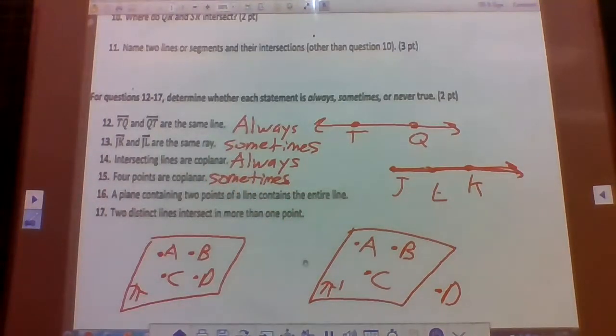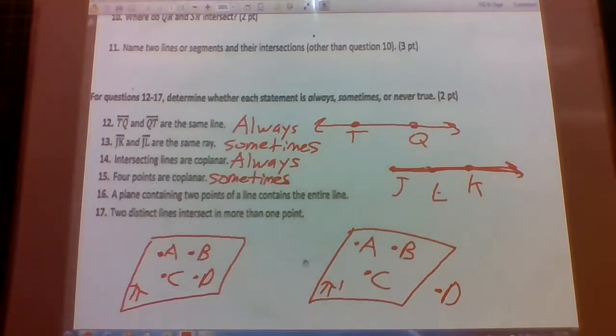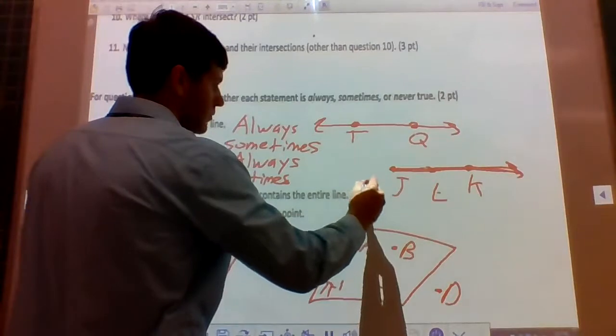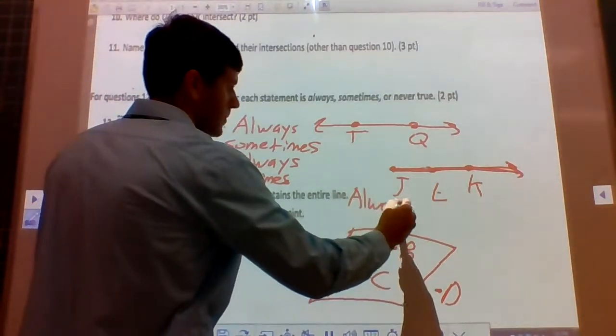A plane containing 2 points of a line contains the entire line. So a plane that contains 2 points of a line contains the entire line. I probably should have read these beforehand. That looks like an always as well. Yeah, let's think about the best way to explain that one.